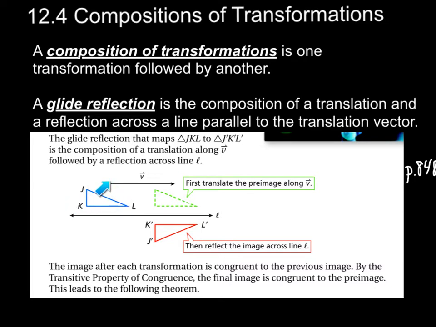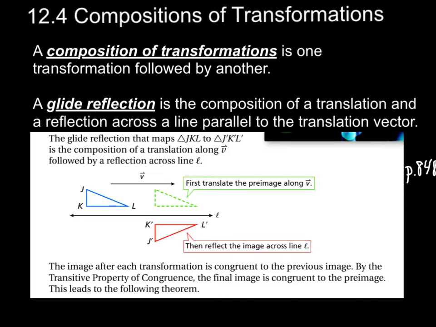We start with triangle JKL. We first translate the pre-image along a vector. So basically, what we do is we slide it, and notice that the vector here, basically we slid it in a certain direction. So if we slid it to the right, we then have to reflect it over a line that's parallel to the way we slid it. You can't slide something to the right and then translate it back the other way. You're going to reflect it over a line parallel to the way you've slid it.